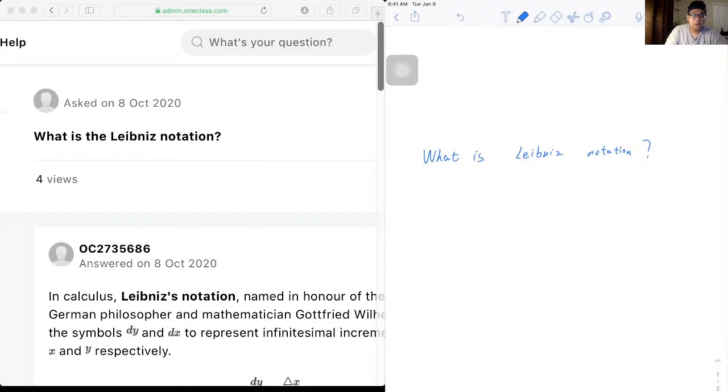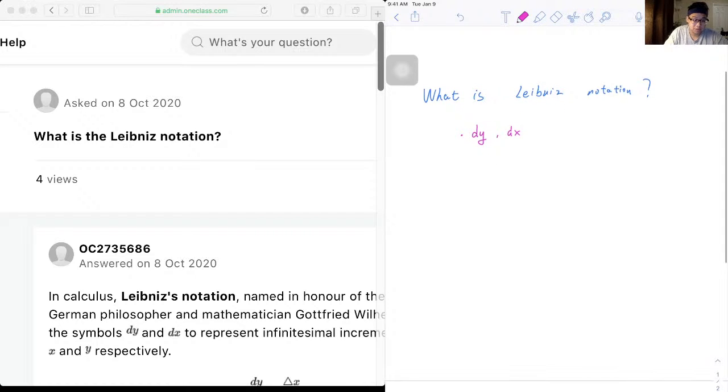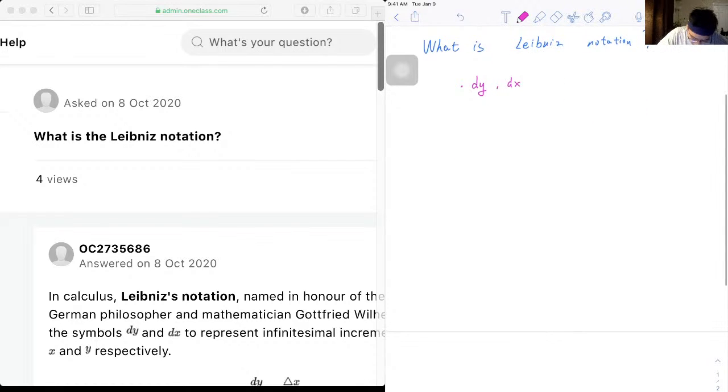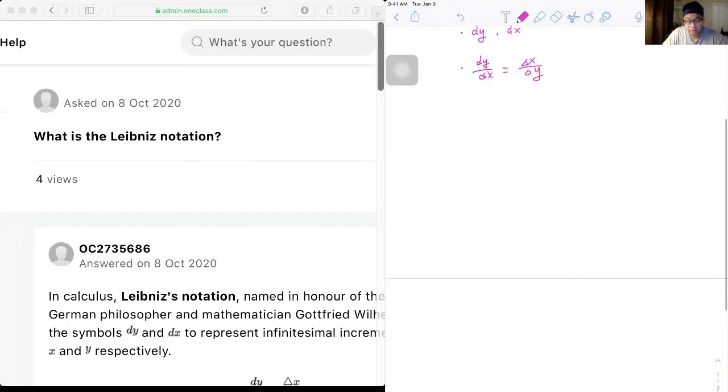Okay, so in calculus, Leibniz notation, named in honor of the 17th century German philosopher and mathematician, uses the symbols dy and dx to represent the infinitesimal increments in the values of x and y respectively. So dy over dx is equal to delta y over delta x. And when we use the notation dy dx, we take the derivative of y with respect to x.